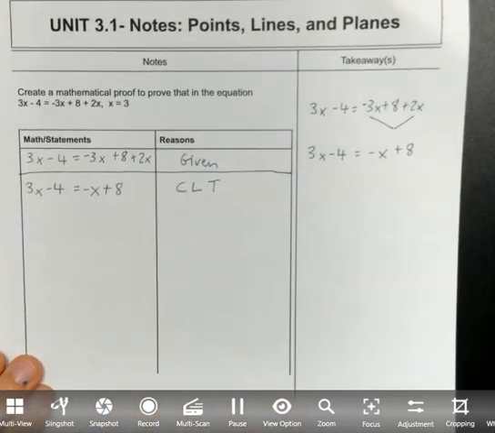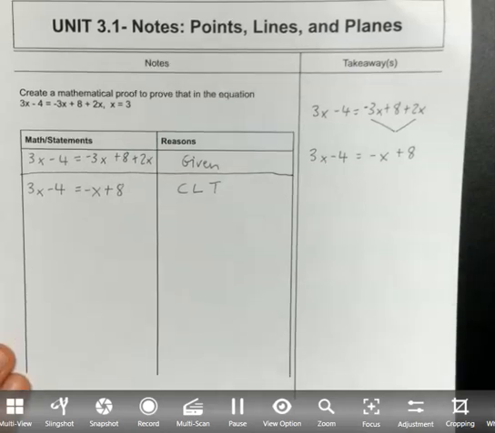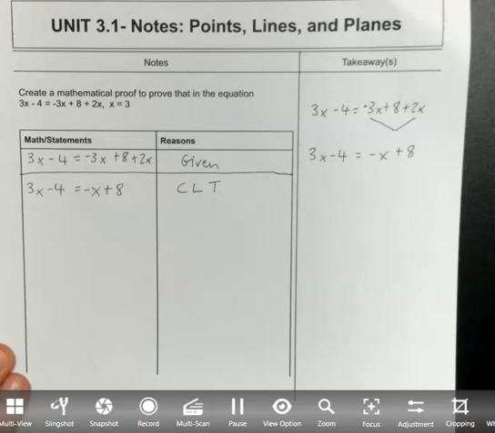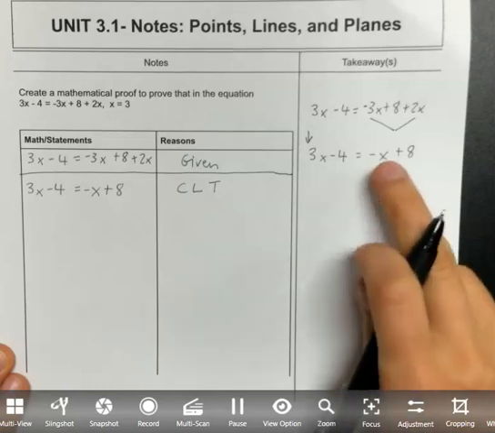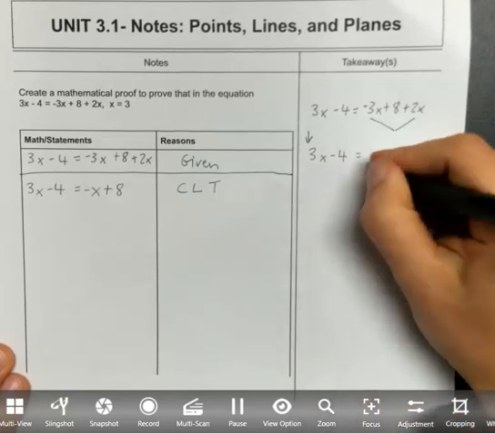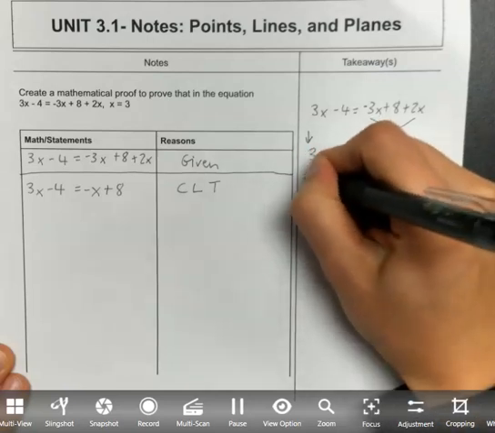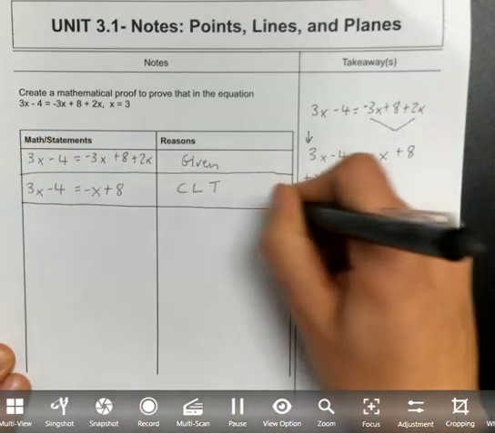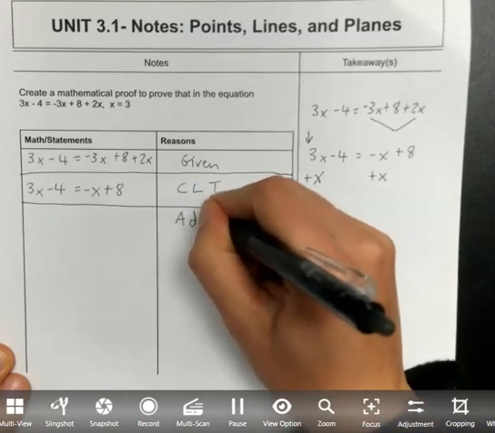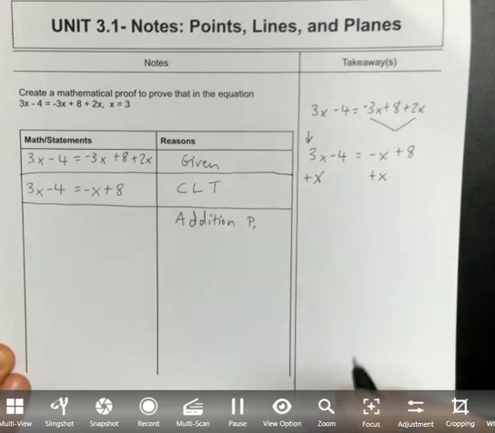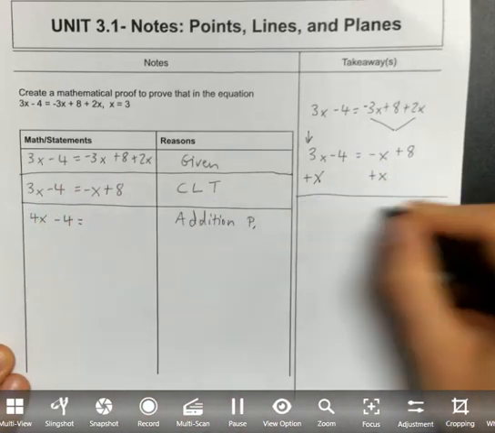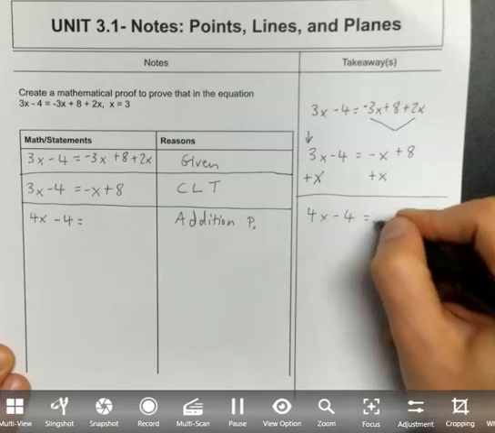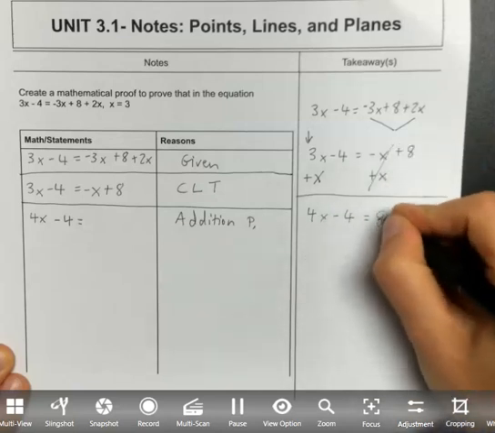All right, now I have a lot of options for what to do next. I want to pick a side for my x's and pick a side for my numbers. For my x's, I'm going to go ahead and pick this side, which means I want to move this x over here. So I'm going to add x to both sides. So that is addition property. And what I end up with, 3x plus x is 4x minus 4. The rest carries, right? So we have 4x minus 4 equals, this cancels out, equals 8, right?